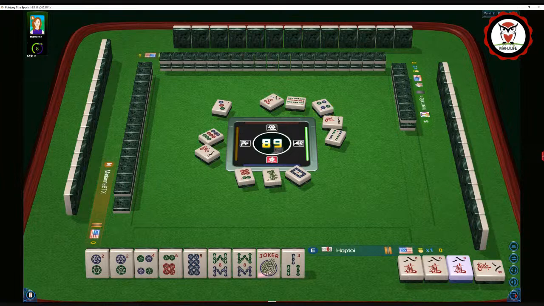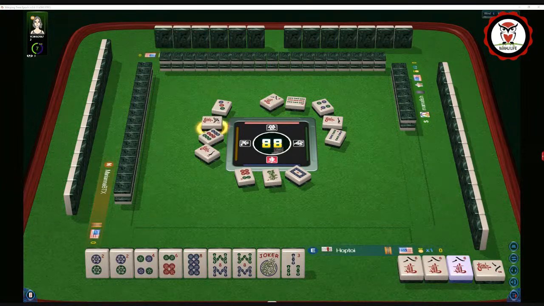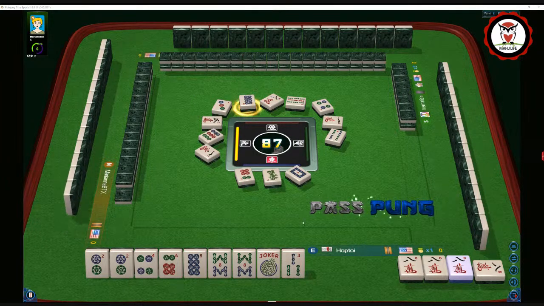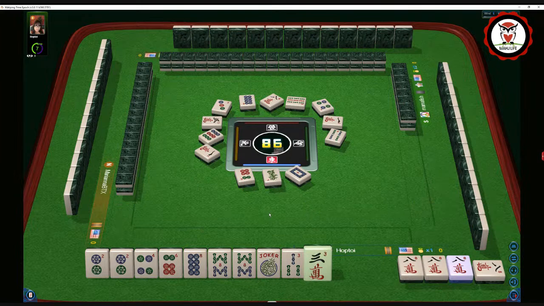Let's pass. Three characters. 8 dots. No, that's our pair tile. 3 characters.